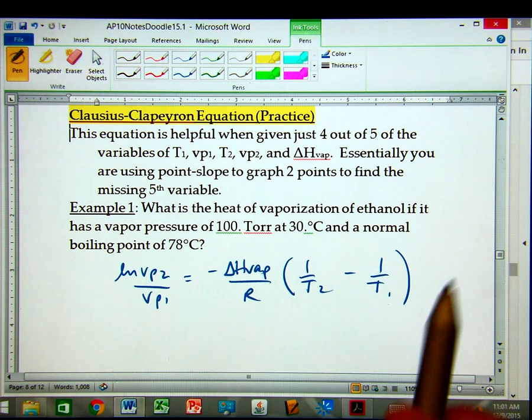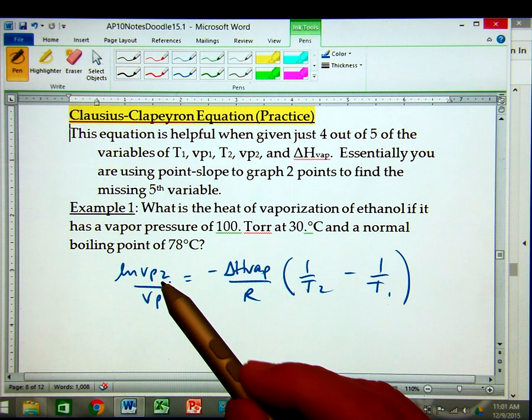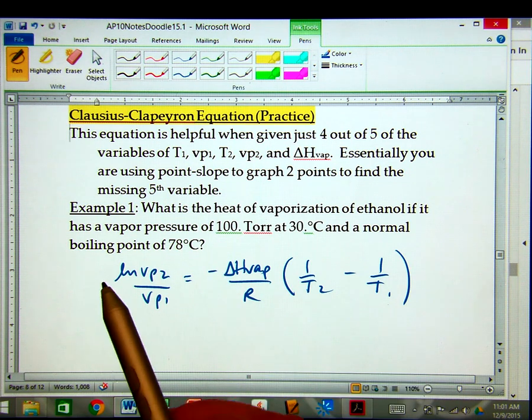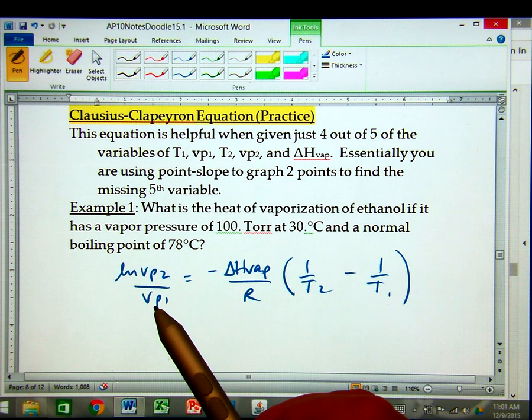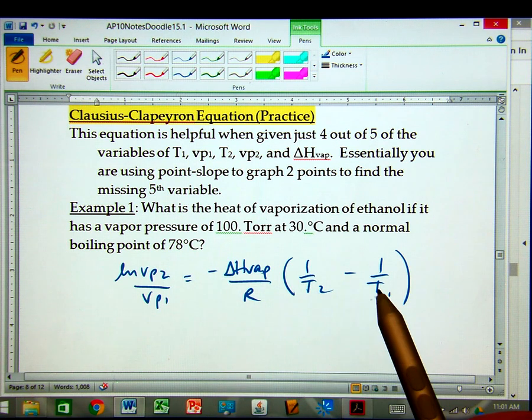Now, just a word of caution about the book: if you look at the book, you're going to notice theirs looks different. What they did is they inversed these two and got rid of this negative sign, because the laws of logs say that if you multiply this by -1, it's like inversing this. Or, instead of doing that, you could get rid of the negative sign and switch these two around, so it's 1 over T1 minus 1 over T2.